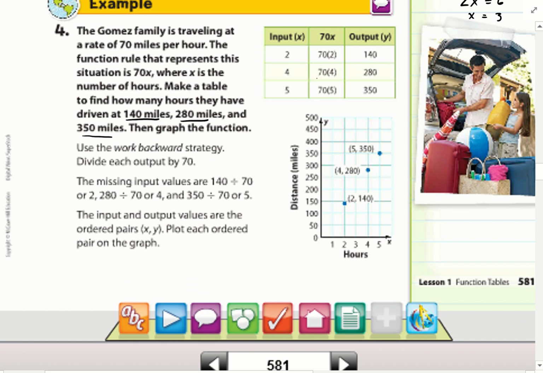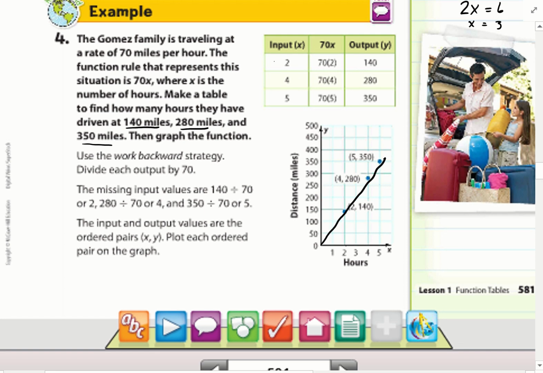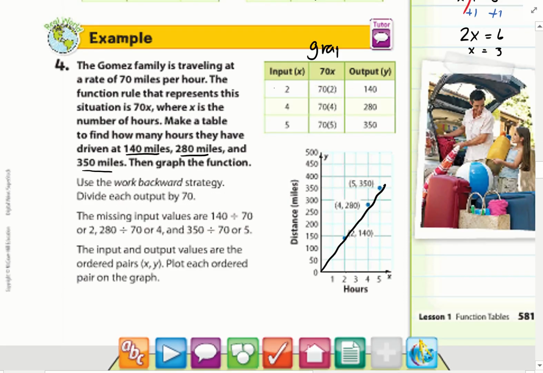So 70 times 2 is 140, 70 times 4 is 280, 70 times 5 is 350. So we have 2, 4, and 5. And our graph should look something like that. And then if you look, you see that the input is x and the output is y. So to graph this, I go 2 on my x coordinate and 140 on my y coordinate. 4 on my x, 280 on my y, and then 5 on my x, 350 on my y. So my coordinates become the ordered pairs 2, 140, 4, 280, and 5, 350.